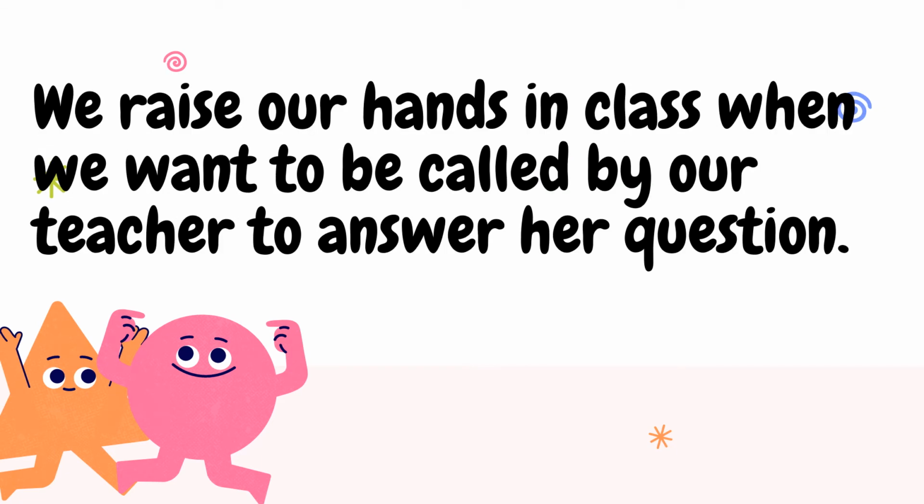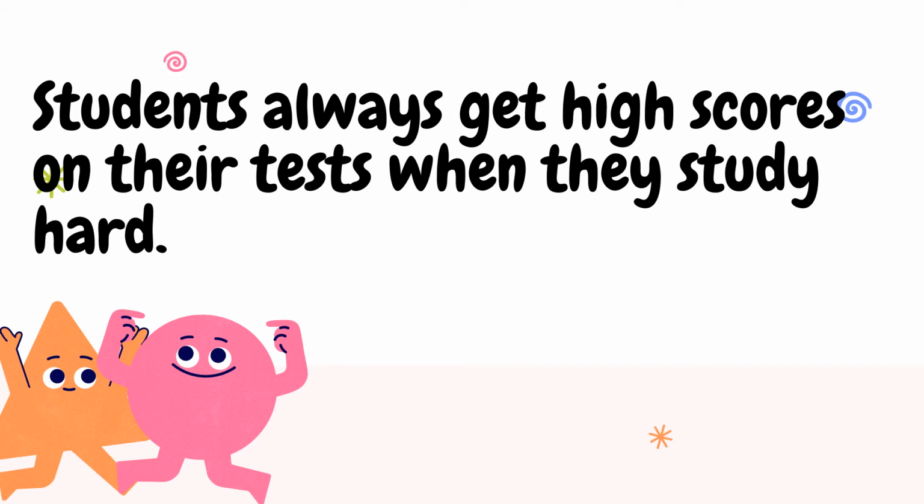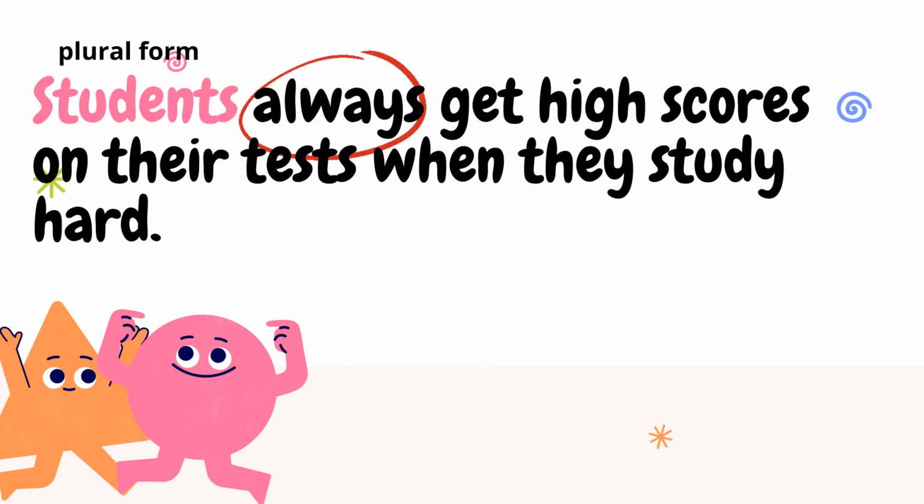Next is, we raise our hands in class when we want to be called by our teacher to answer her question. We use the verb raise because the noun or doer of the action, which is we, is in the plural form. Another example. Students always get high scores on their tests when they study hard. The verb get is in its base form. The subject students is plural, and the sentence is in the simple present tense because the word always signifies habitual action.